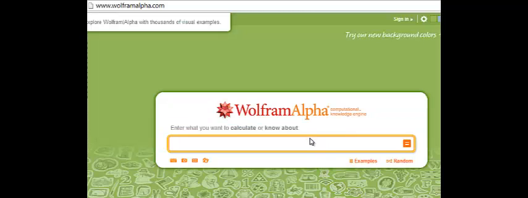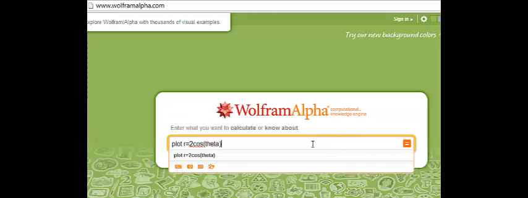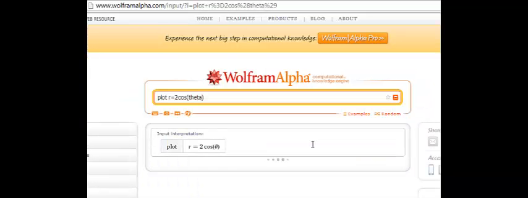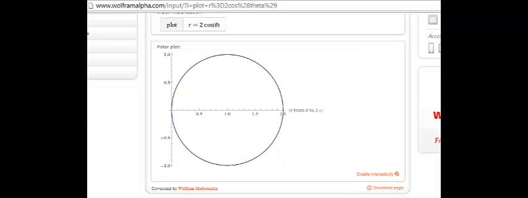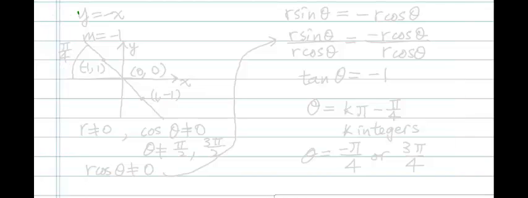We go to Wolfram Alpha to check again. We type in plot r equals 2 cosine of theta. The result is a circle centered at 1, 0 and the radius is 1. Our answer is correct. We will convert the equation y equals negative x into polar coordinates. This equation is written in slope-intercept form. The slope is negative 1 and the y-intercept is at the origin, 0, 0.